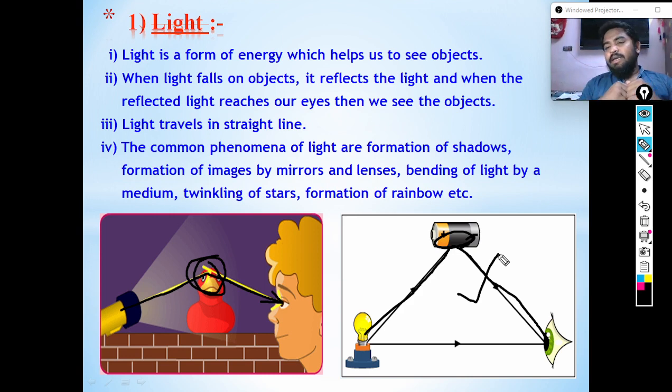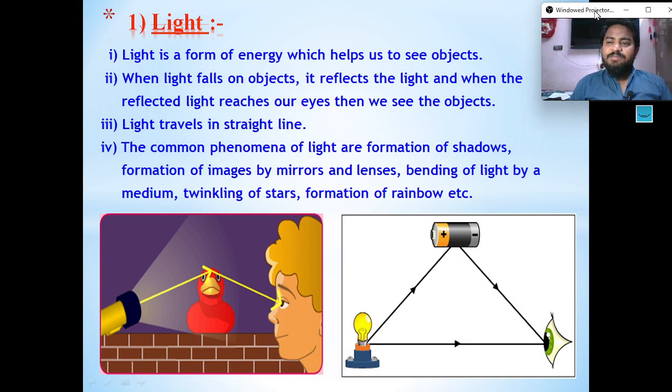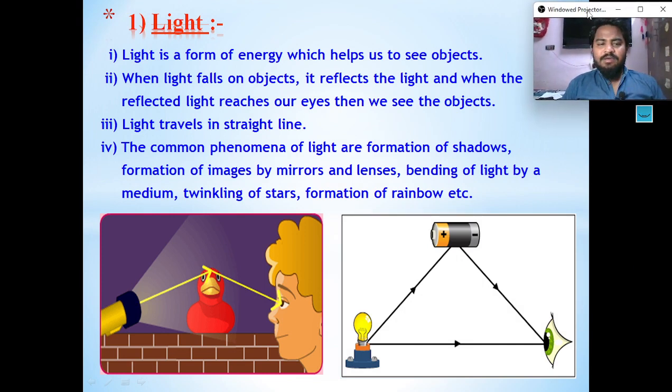But what about light? It travels 3 lakh kilometers in 1 second. That means light travels 3 lakh kilometers per second. In your textbook, it will be 3 into 10 to the power of 8 meters per second, which means 3 lakh kilometers per second, right? With that speed, is it possible to take a turn? Obviously it's not. This is the reason why light doesn't travel in a curved path.